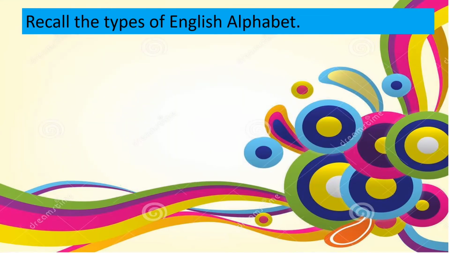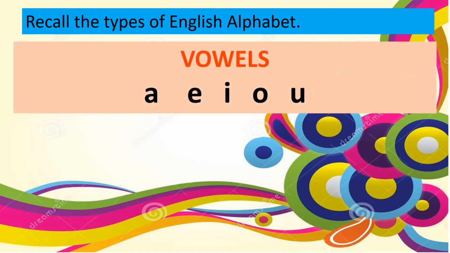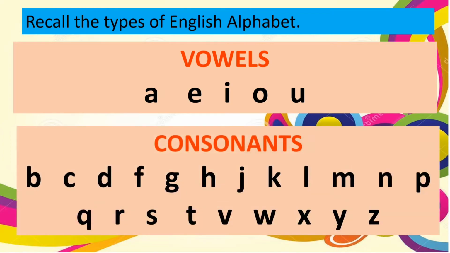Let us recall the types of English alphabet. These are the vowels: A, E, I, O, U. And these are the consonants: B, C, D, F, G, H, J, K, L, M, N, P, Q, R, S, T, V, W, X, Y, Z.